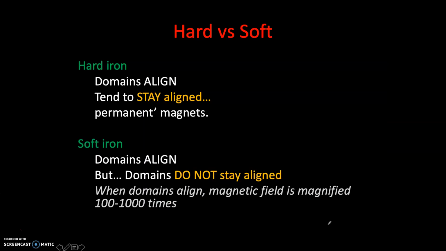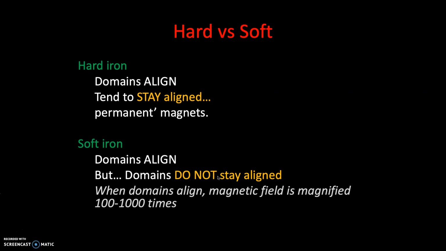So here are our notes for hard and soft iron. For a hard iron, the domains align, and you can make them stay aligned. They tend to stay aligned, and we call these permanent magnets, so we'll use these in class. Soft irons will make temporary magnets, which we'll use in the classroom as well. We can align their domains using another magnet or another magnetic field, but the domains don't stay aligned. When you leave them alone, the domains tend to scramble up on their own.